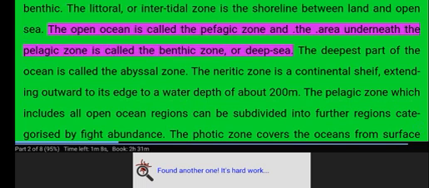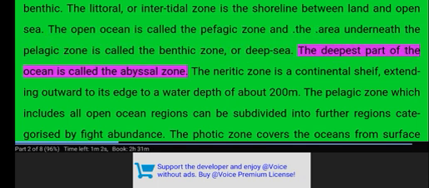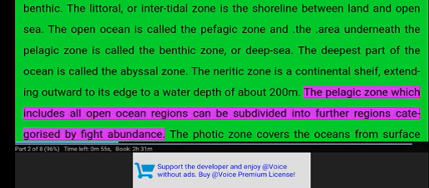The open ocean is called the pelagic zone and the area underneath the pelagic zone is called the benthic zone, or deep sea. The deepest part of the ocean is called the abyssal zone. The neritic zone is a continental shelf, extending outward to its edge to a water depth of about 200 meters. The pelagic zone, which includes all open ocean regions, can be subdivided into further regions categorized by phytoplankton abundance.